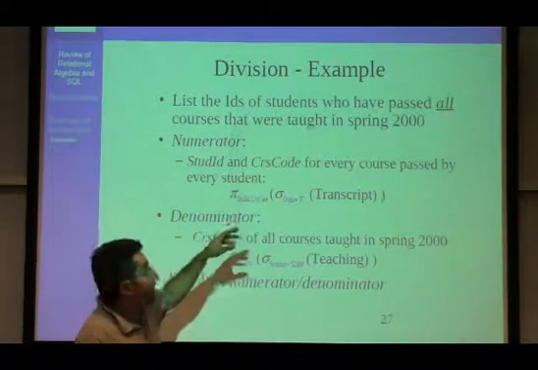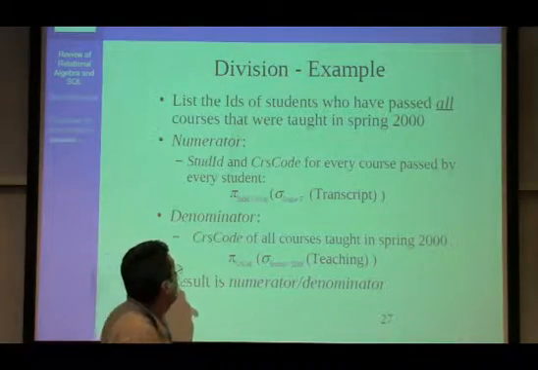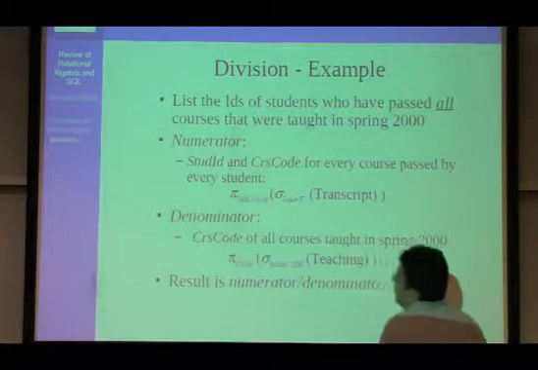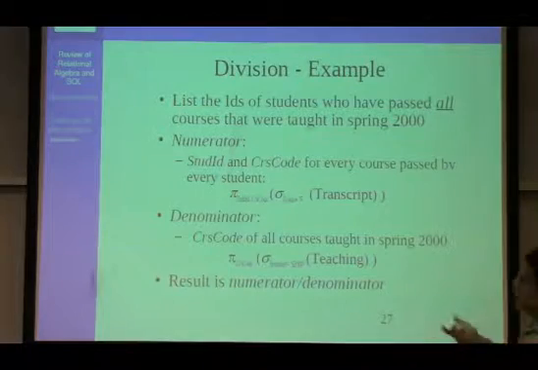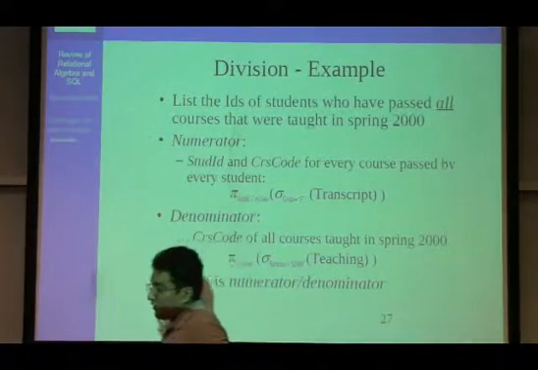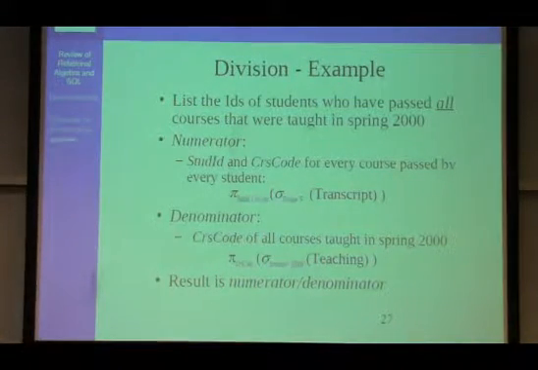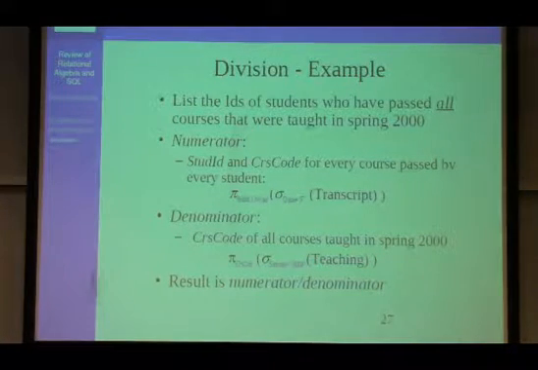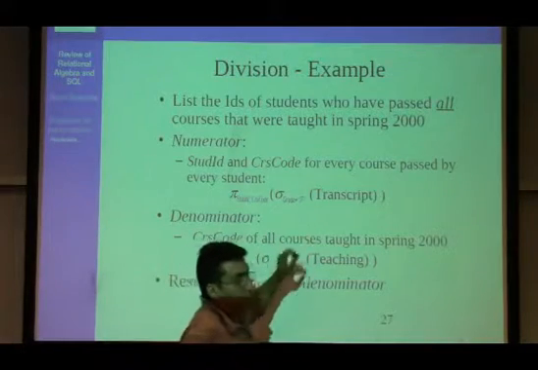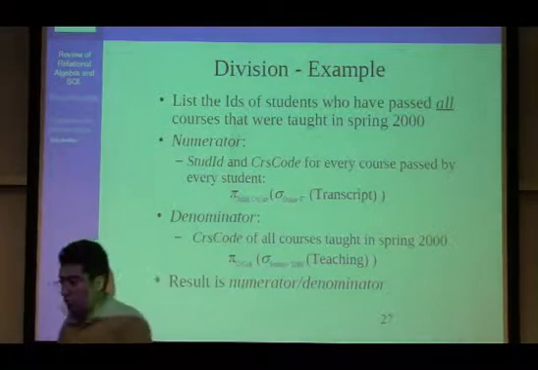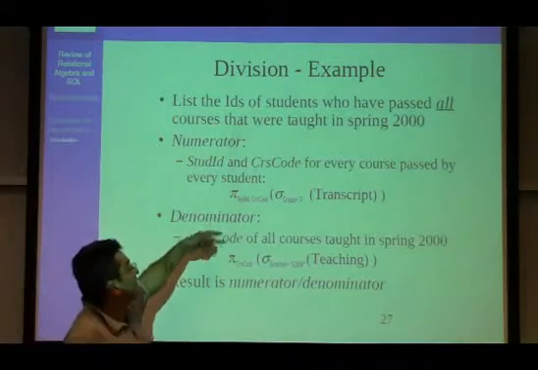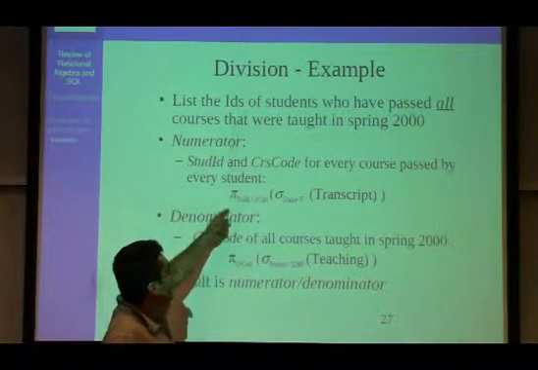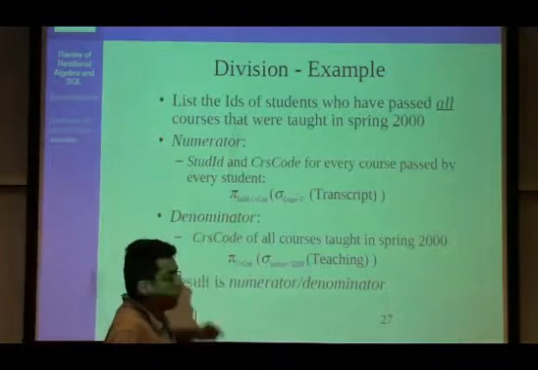Okay, so in the numerator of the division, we are computing a table or a relationship that maps the student ID to course code. And the grade shouldn't be F. The person should pass it. So two tables, and the result is the division of this relationship by this relationship.